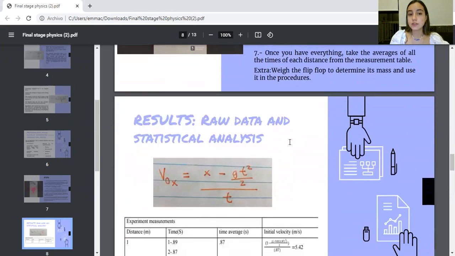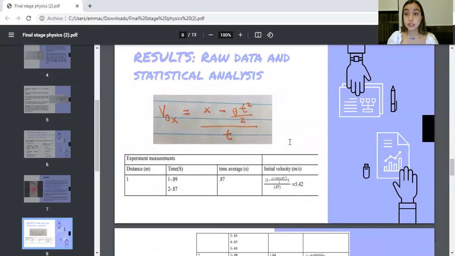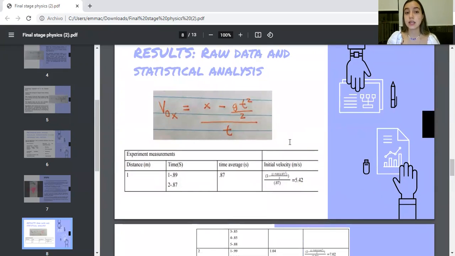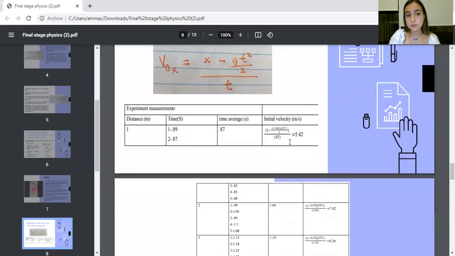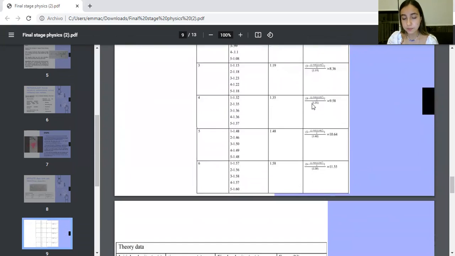Now we're going to have the results, the raw data statistical analysis. For the first table, I use a formula that is related to parabolic movement. As you can see, here I have the variable of the distance, the time average, as I said, and we have the procedures in order to know the initial velocity. That is one of the variables that we needed for the final result. As you can see, we have all the procedures here.